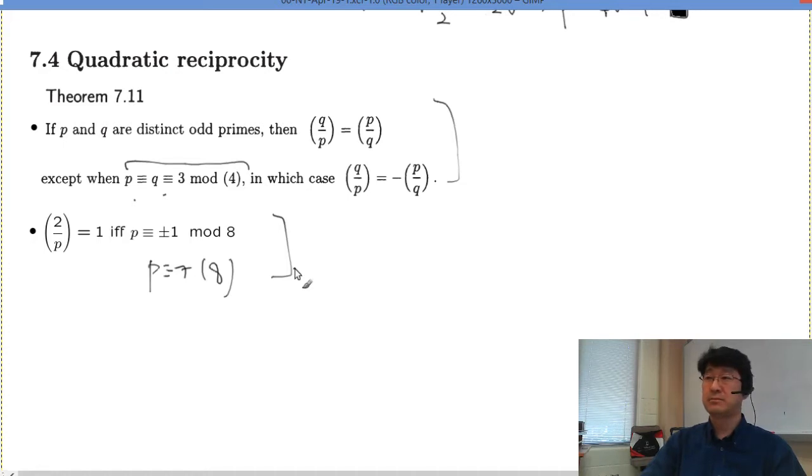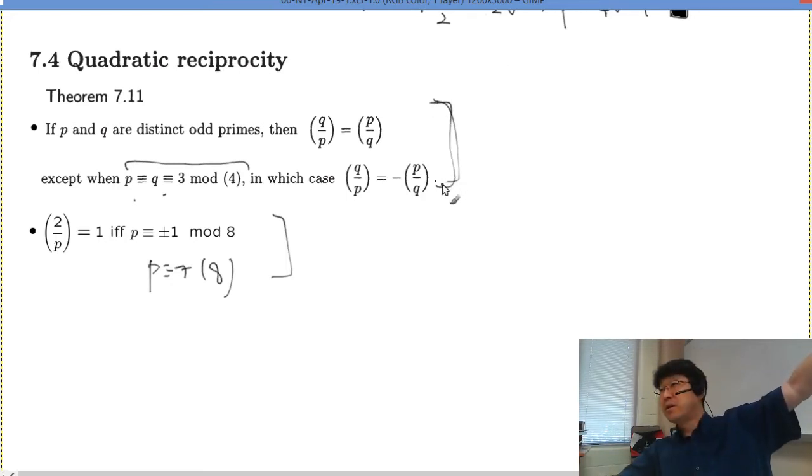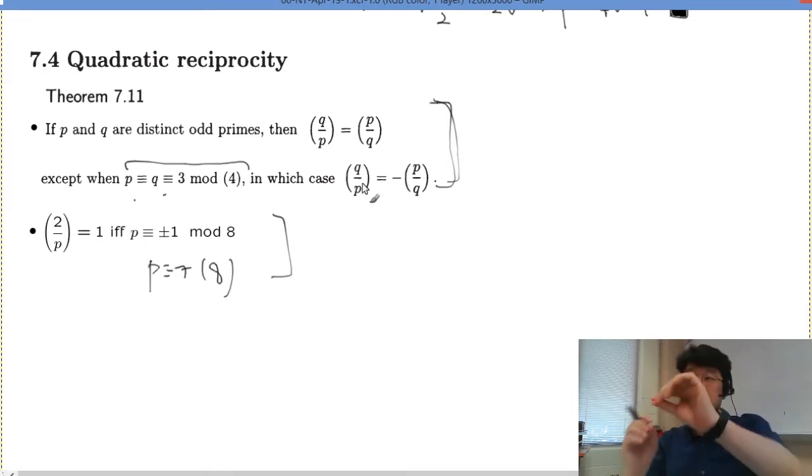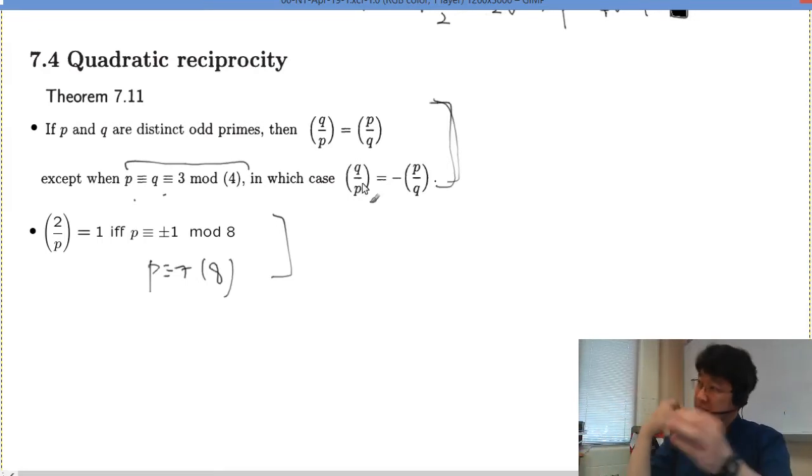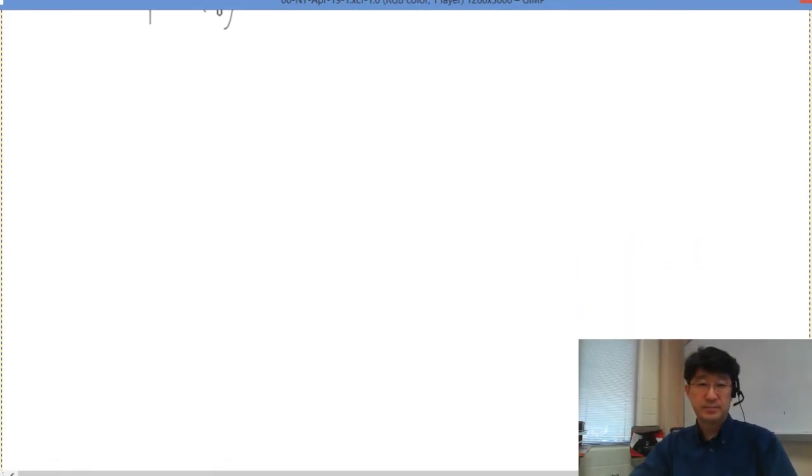All right? And here comes how it's applied, and you will like it. This is quite easy to remember, right? As long as these two are not both 3 mod 4, you can flip it and it's the same value. Otherwise, you have to change the sign. And here comes.